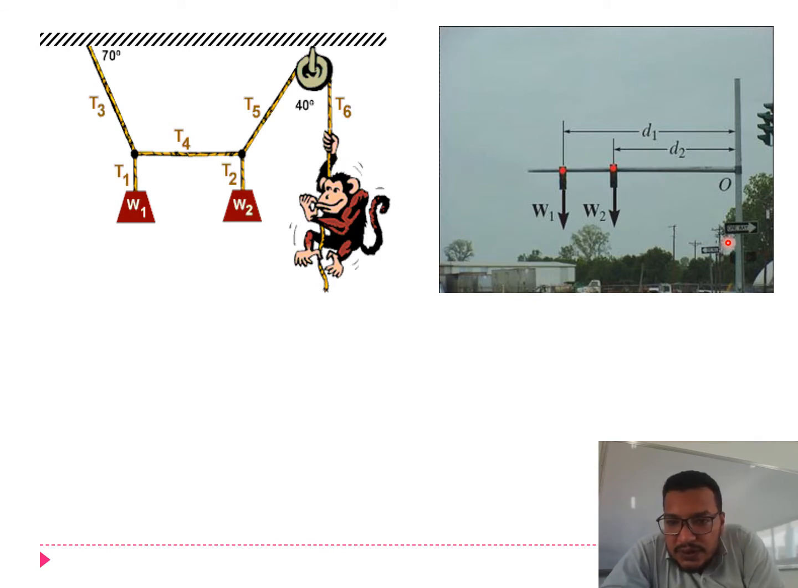Look to the traffic light. This is the first weight, and this is the second weight, and this is the distance. The weight times distance makes a moment, and this is another weight, and this is the distance, and this is the center point O.